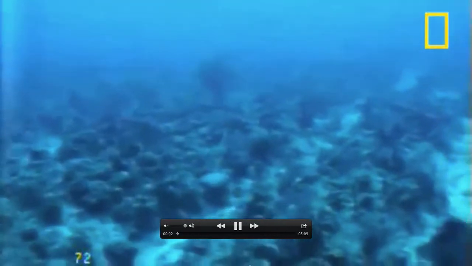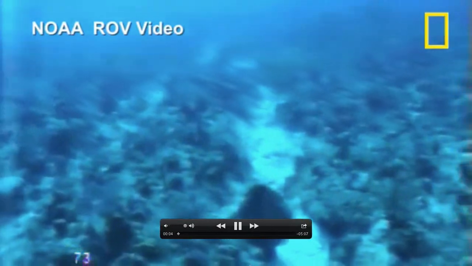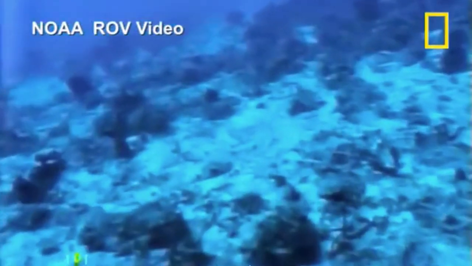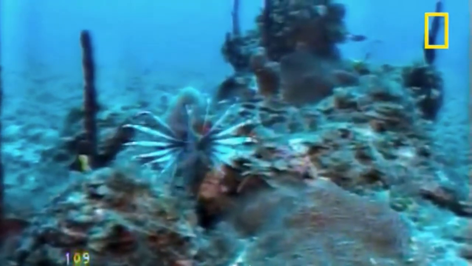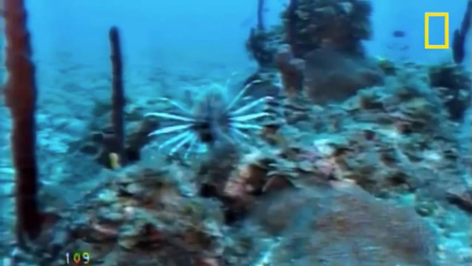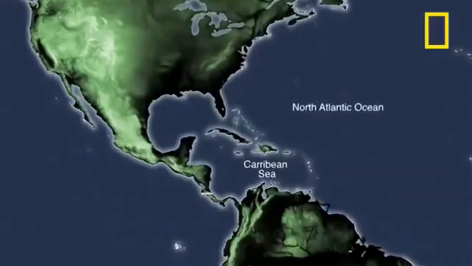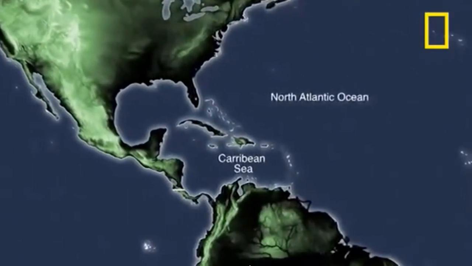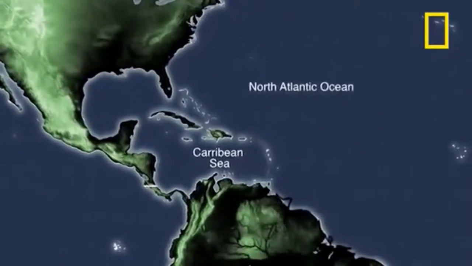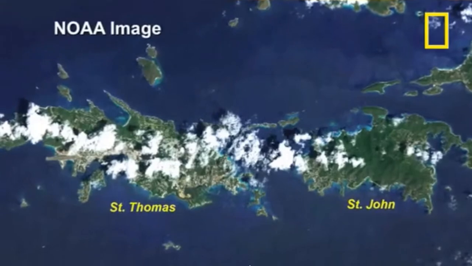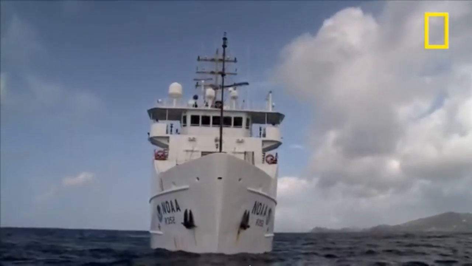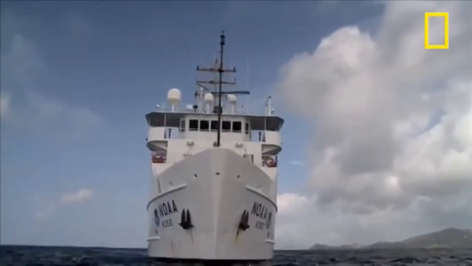For the most part, we don't know what lies beneath the surface of our oceans. Most of the waters and ocean floor remain unexplored. But with new technology, projects are underway to find out what lies in the deep. Since 2004, a team of scientists has been cruising the Caribbean surrounding Puerto Rico, as well as St. Thomas and St. John Islands in the U.S. Virgin Islands, to create a comprehensive map of the seabed.